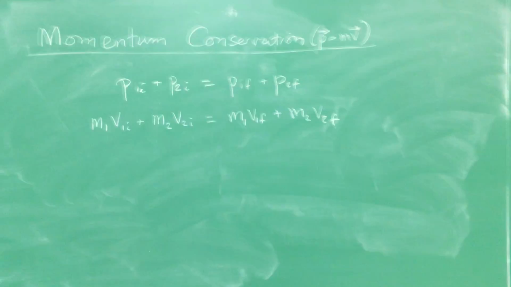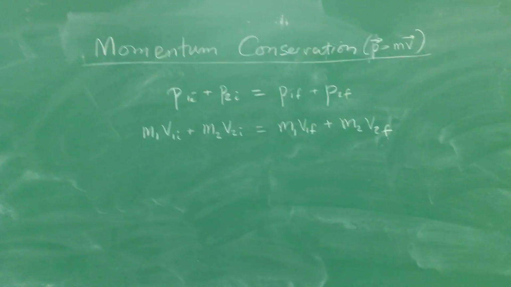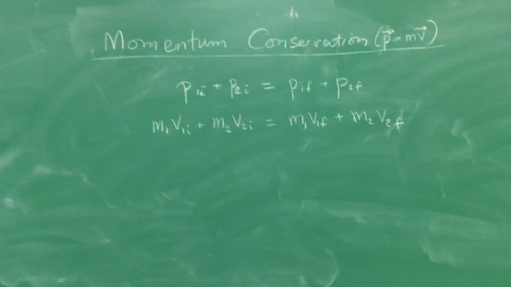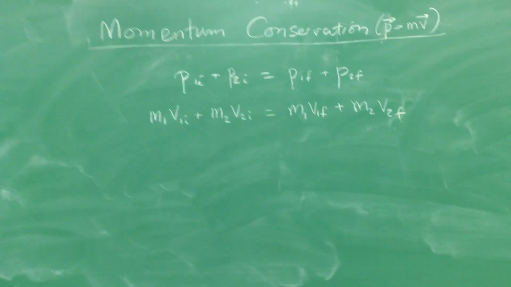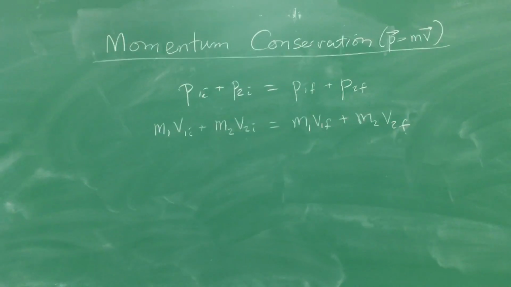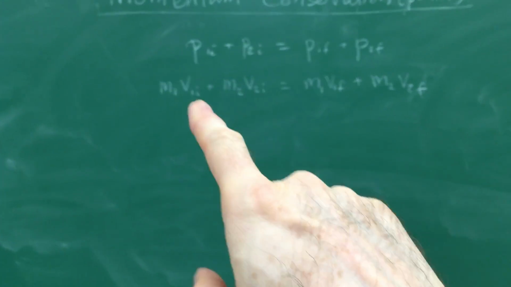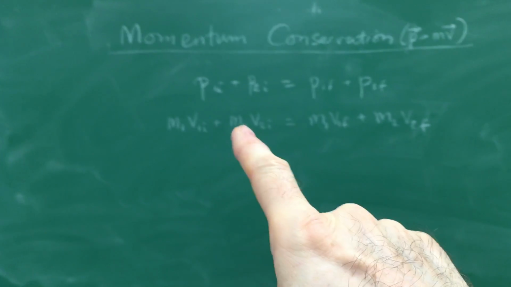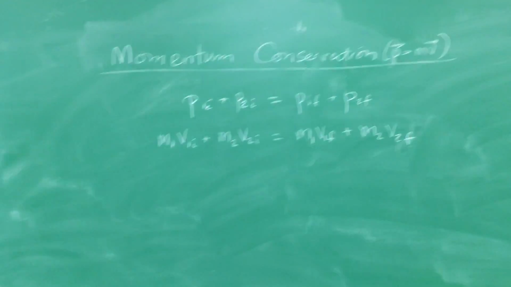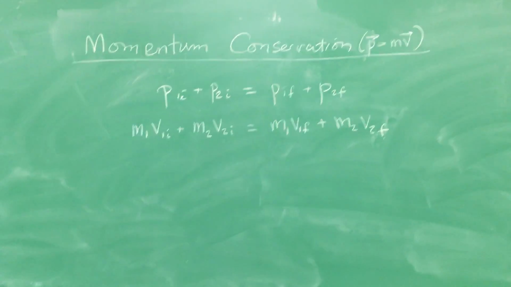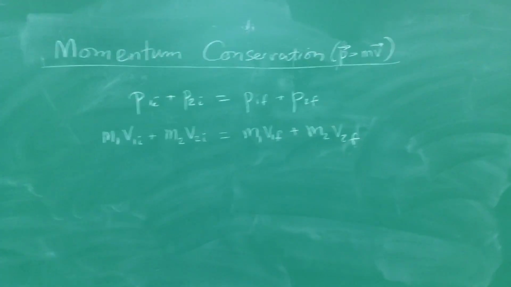We use the letter P to stand for momentum, and the momentum is equal to the mass times the velocity. The velocity is a vector quantity, and so I write momentum as a vector as well. In one dimension, I can write it without the vector symbols, just remembering that if the momentum is to the right, it's a positive quantity. If it's to the left, it's a negative quantity. And when I plug in P equals mv for all these quantities, here's the equation I get.